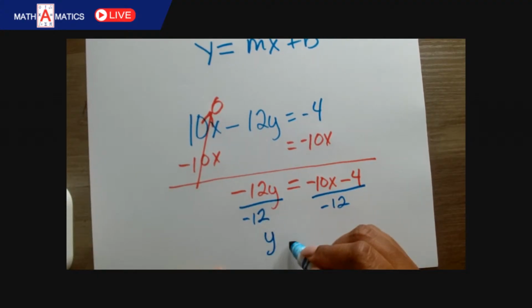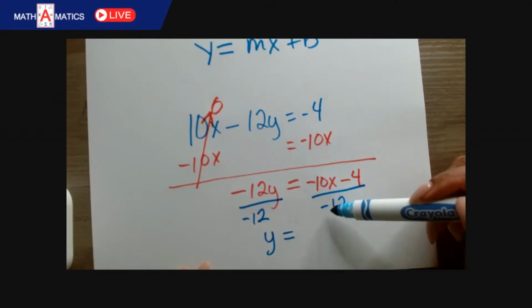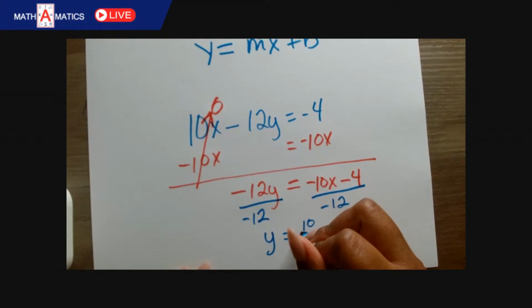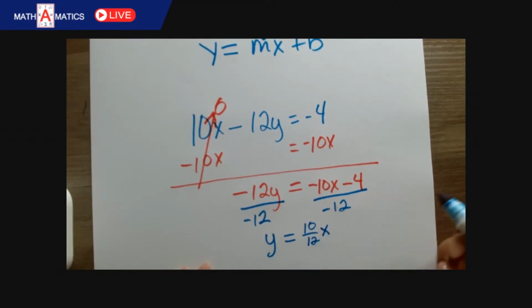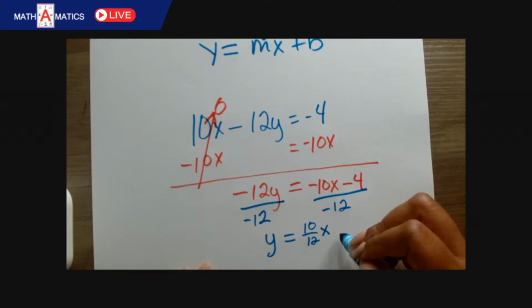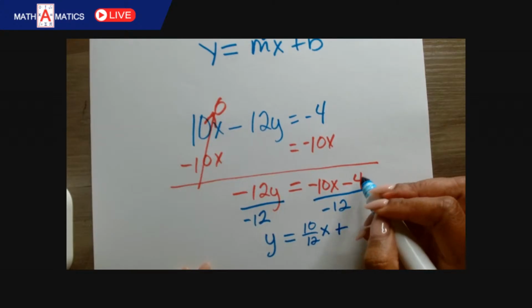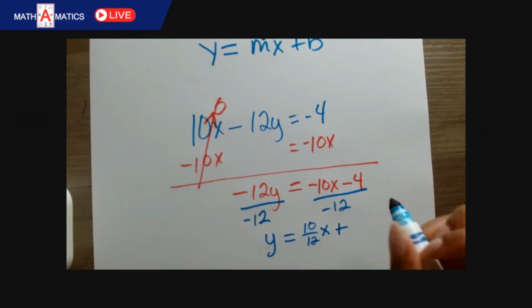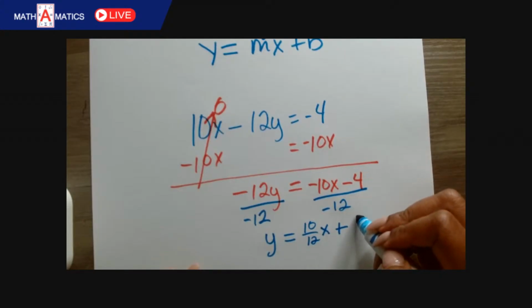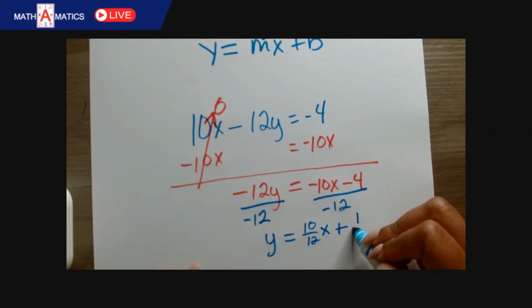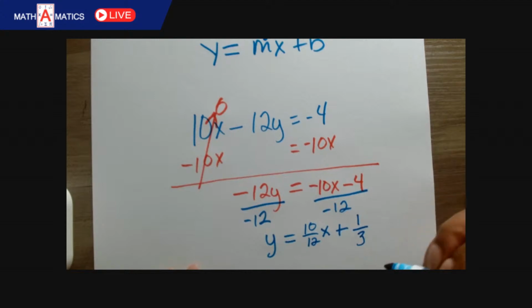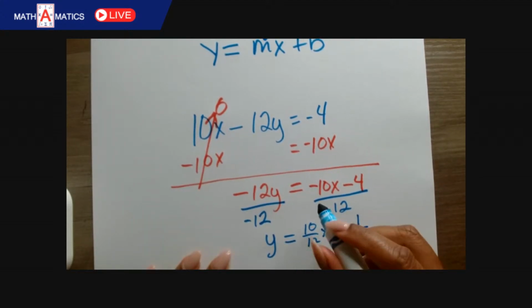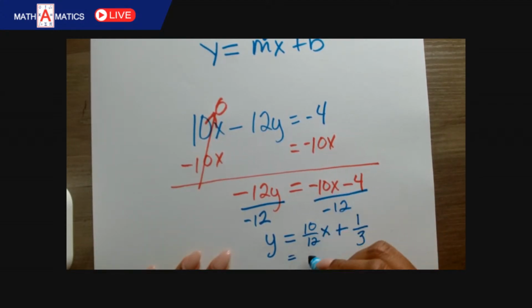And so now we get y is equal to, and since we have a negative and a negative, we can make it 10/12 x. And we have a negative and a negative, so it'll be a positive. And I'll go ahead and reduce. So it'll be 1/3 for there. And then we can also reduce this 10/12 because they're both even. So that's really 5/6x plus 1/3. So y equals 5/6x plus 1/3.